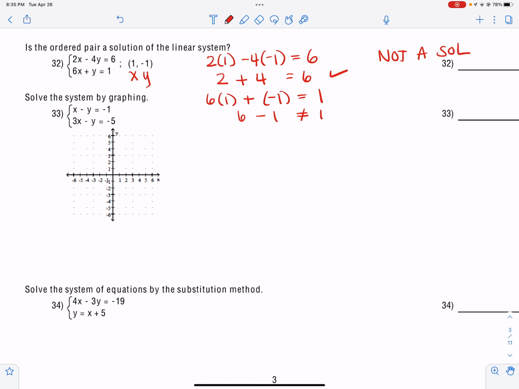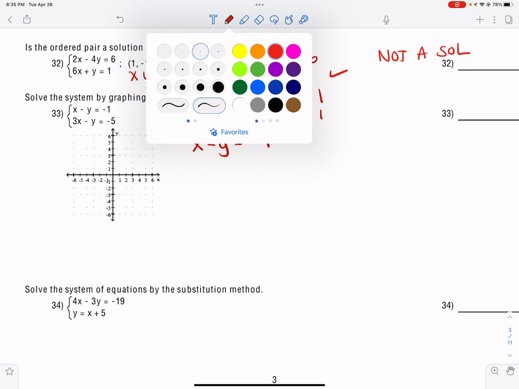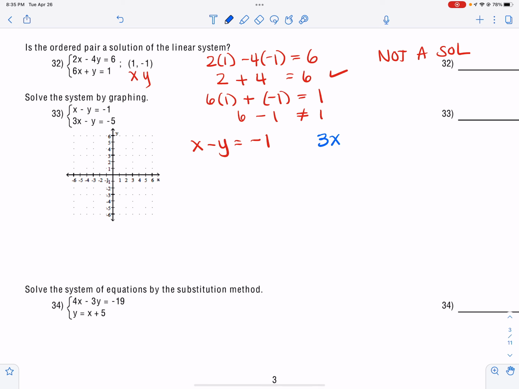Now, we have lots of different ways for solving systems of equations, and the first way that was presented was with graphing. So I'm going to do these lines in different colors and hope that they have a point of intersection. So we will do 3x minus y equals negative 5. And the easiest way to do this is to solve for y, so that you get negative y equals negative 3x minus 5, and then divide by negative 1 so that you get y is equal to 3x plus 5.